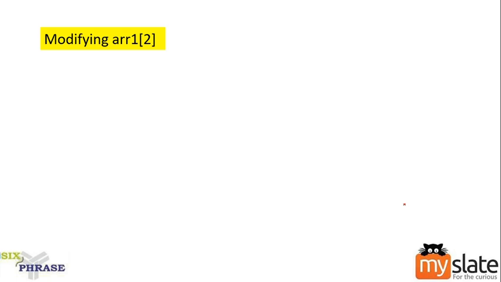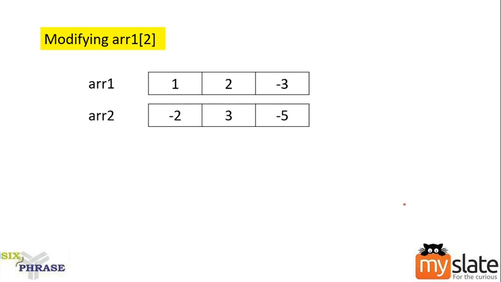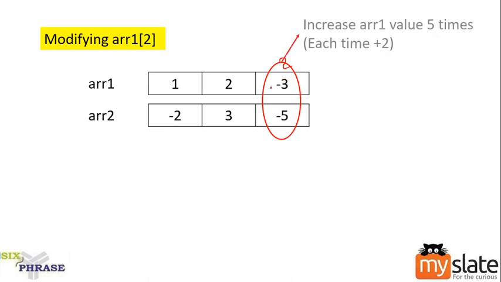Modify the second index. So our array 1 is 1, 2, minus 3. Array 2 is minus 2, 3, minus 5. We are going to focus on the second index. Look at it. Both are negative. Minus 3, minus 5. Both are negative. If both are negative, then what should you do? You need to make one of them positive. Only when I make one of them positive, I will have a negative result. Yes. So to get a negative result, I'm going to increase the value.